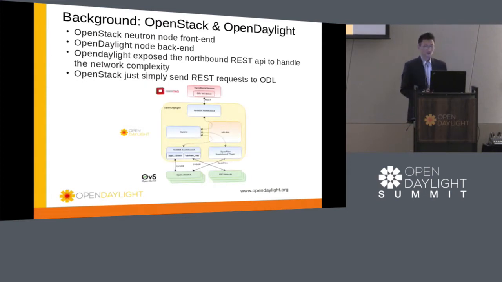So the background is that OpenStack works in the front end, and OpenDaylight works on the back end. OpenDaylight exposes the northbound REST API to handle the network complexity that moves from the Neutron services. And then OpenStack simply sends a REST request to OpenDaylight. That's the big picture.